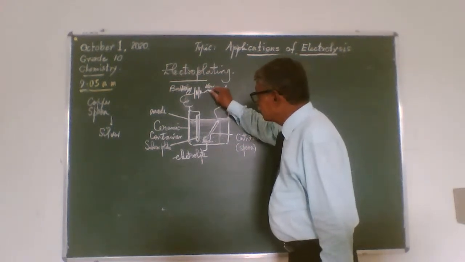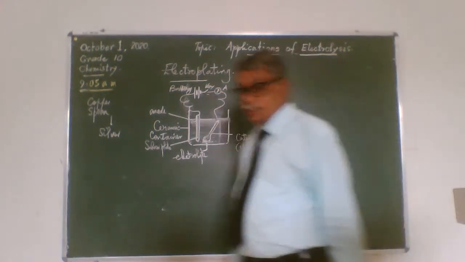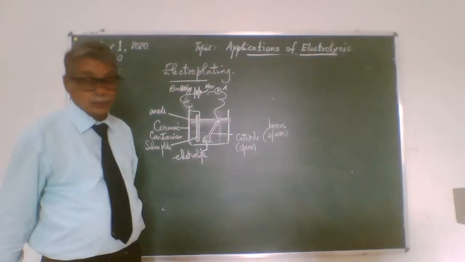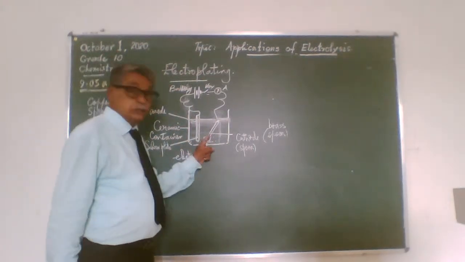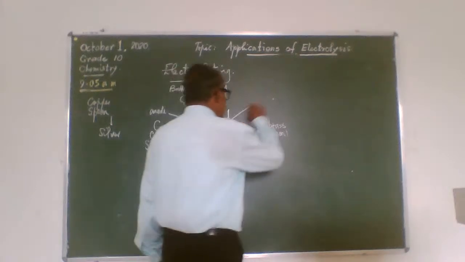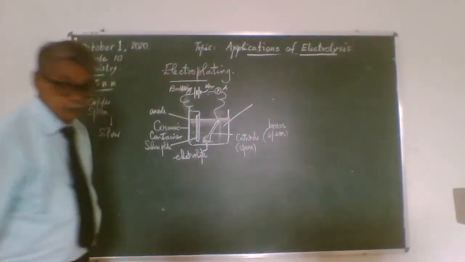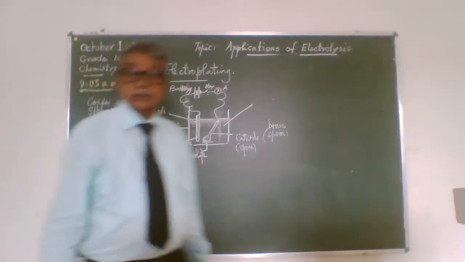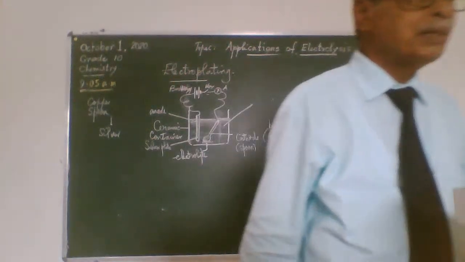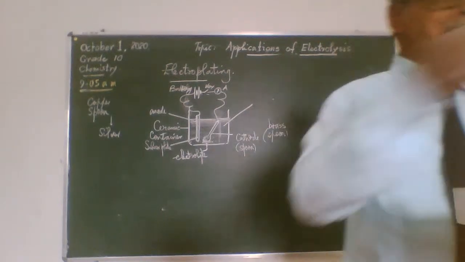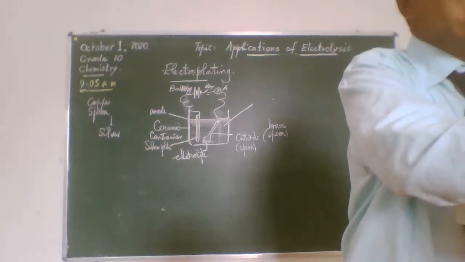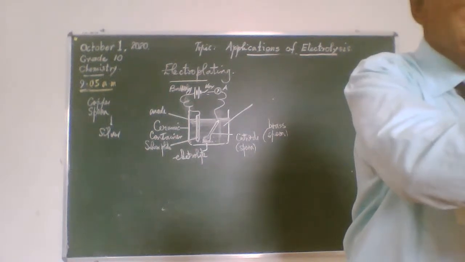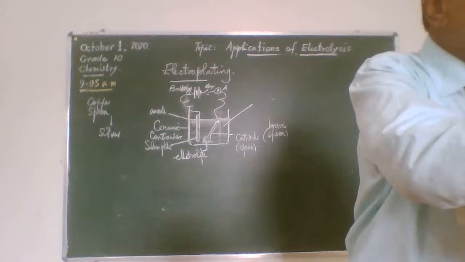When the key is pressed, electricity will be allowed to pass through the solution. What is the electrolyte used in this particular case? It should be a salt of silver. Can you name a salt of silver? Silver chloride is insoluble in water. It should be a soluble salt. Silver nitrate, all nitrates are soluble. Any nitrate in the world is soluble.